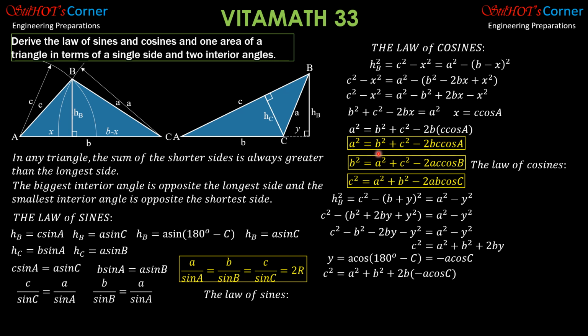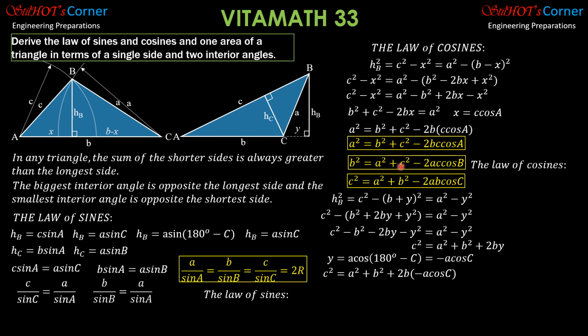We have just derived the law of sines and the law of cosines. So remember that there's no problem with the law of cosines. There's no ambiguous case for this case if you apply this. So just make sure that the given sides are legitimate by applying this principle here that the sum of the shorter sides is greater than the longest side.